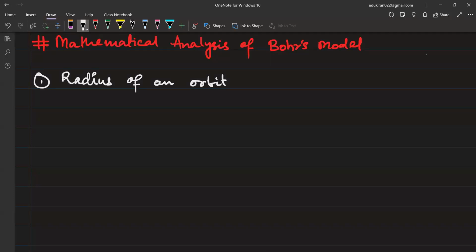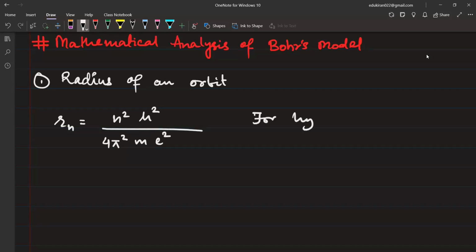Now, radius of an orbit, आप घबराइएगा नहीं. He formulated this as n square h square divided by 4 pi square m e square. This was given for hydrogen atom.